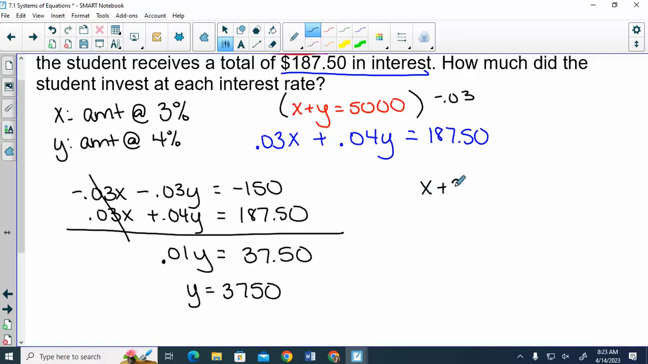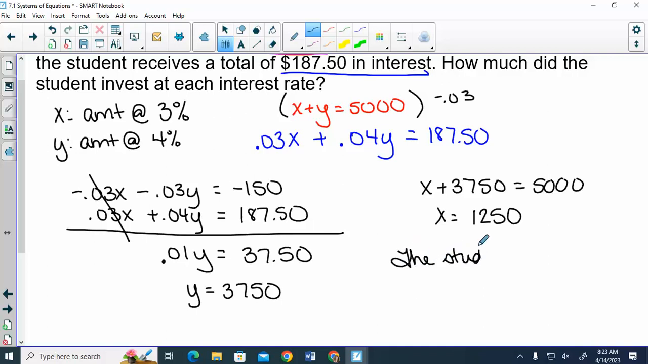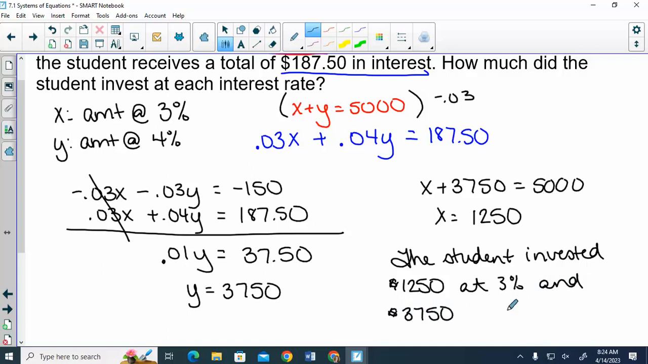When you plug that in, you know x plus y equals 5,000. So if we subtract that over, x is 1250. So the student invested $1,250 at 3% and $4,750 at 4%.